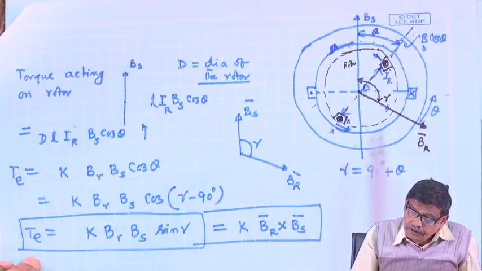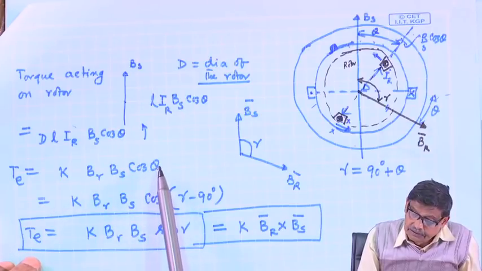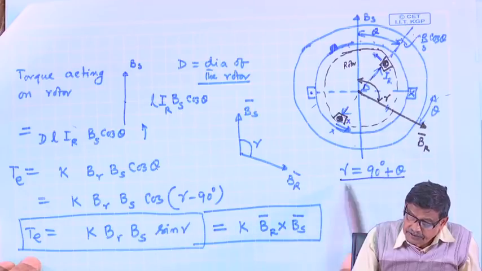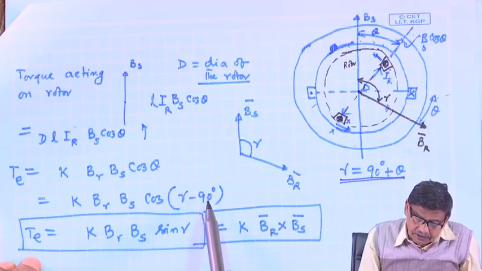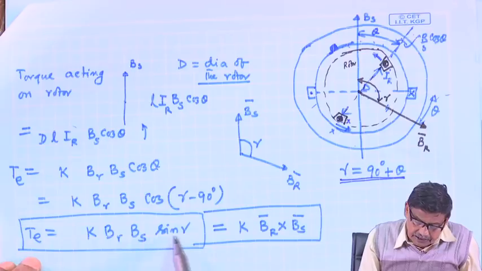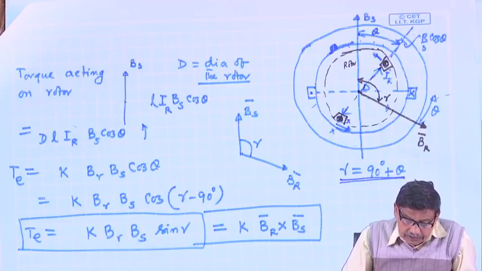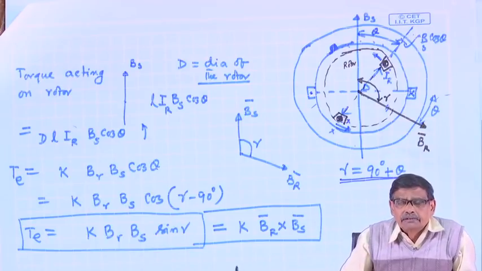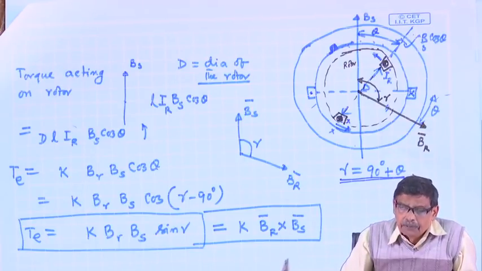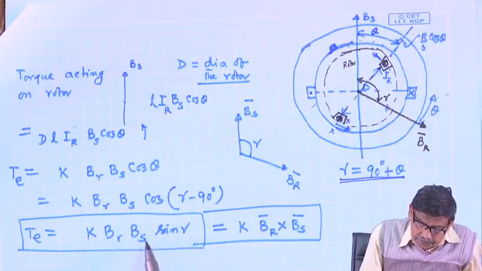Then we note that this angle is theta. So cos theta can be replaced from this relationship: gamma is 90 plus theta, therefore gamma minus 90 degrees equals theta, and cos theta equals sin gamma. So the torque is k BR BS sin gamma. BR and BS are the peak values of the B distribution of the rotor and of the stator field, and k is a constant of the machine, with d, l and other constants which may include relative permeability. But the essence of the thing is it is like this: BR BS sin gamma.